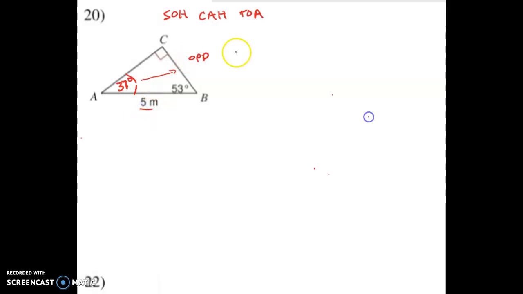5. All right, so my sine function, the sine of a 37 degree angle is going to be the ratio of the opposite, which is BC, over 5. So multiply both sides by 5. I get 5 times the sine of 37 is equal to BC.